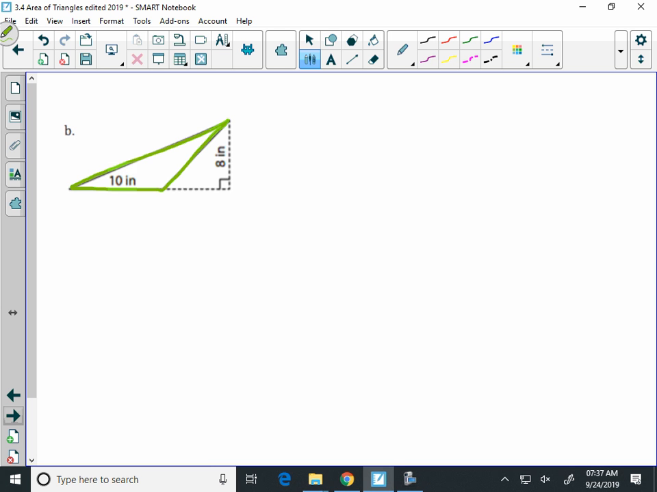Obtuse. So where's our height on an obtuse triangle? Is it inside the triangle or outside the triangle? Outside. Right? So we're trying to find the area. Area is 1/2 base times the height.